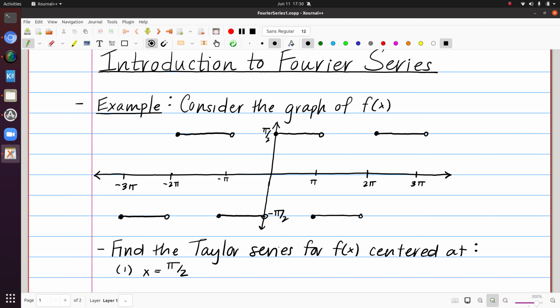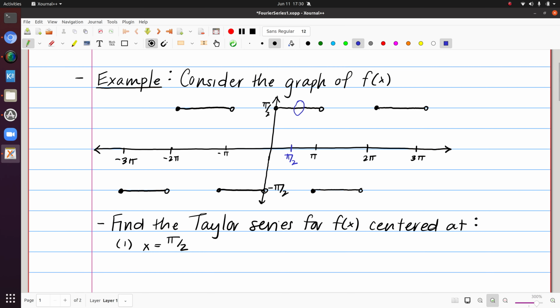of x centered at x equals pi over 2, well, first of all, note that we could find pi over 2 on the graph, or the x value here. So this would be pi over 2. So we'd be looking at the graph near here. So in this case, if I want to find the Taylor series of f of x at pi over 2, essentially I'm looking at the graph of y equals pi over 2, because for values of x near pi over 2, that's the constant function it's equal to.